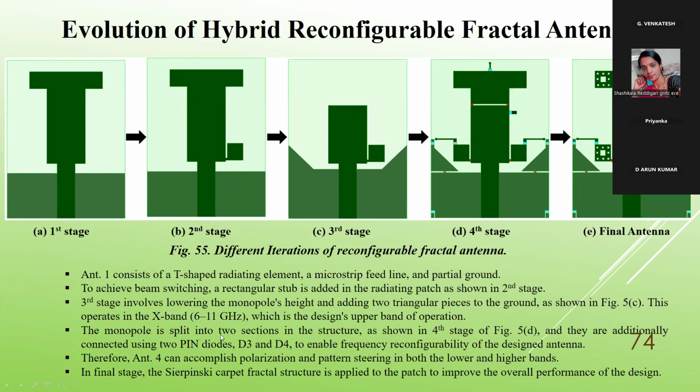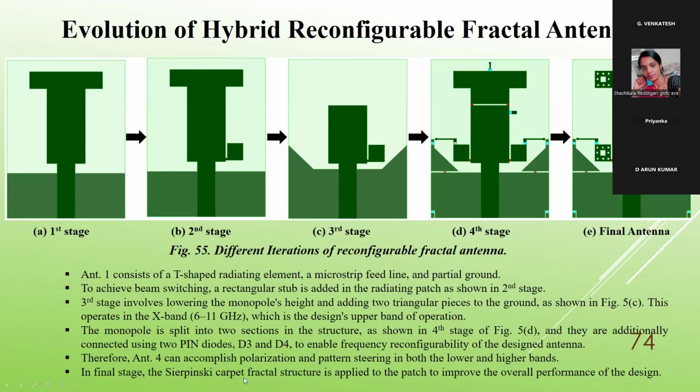In the fourth stage, the monopole is split into two sections. We can see four sections, so one structure has four stages. They are additionally connected with two pin diodes on both sides, D3 and D4, which enable frequency reconfigurability of the design. D3 and D4 are connected at the ground plane. Therefore, antenna 4 can accomplish polarization and pattern steering in both the lower and the higher bands.